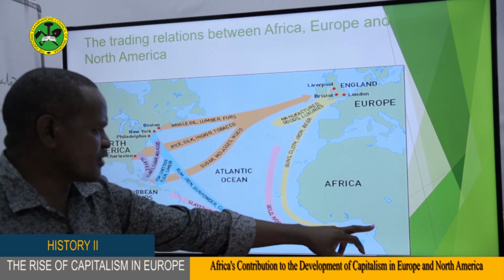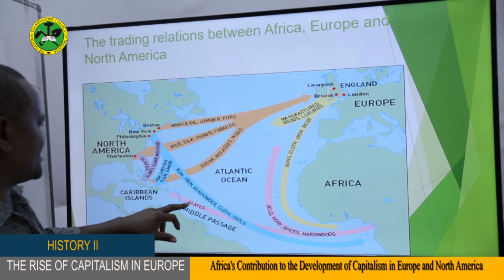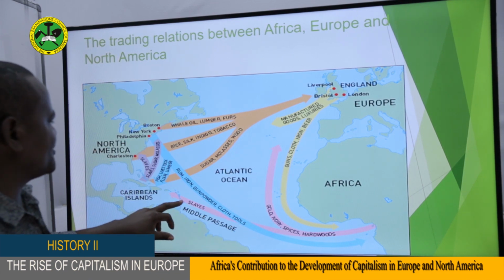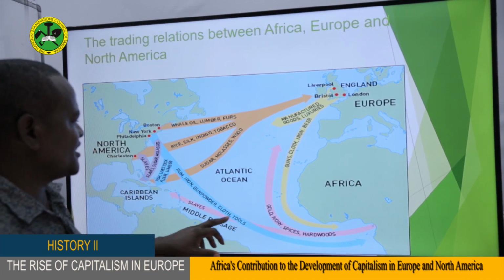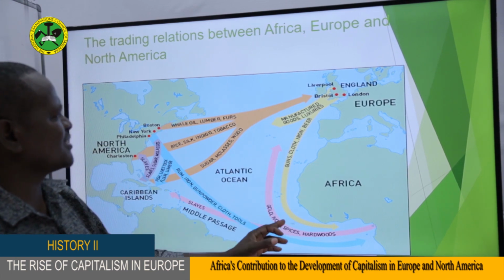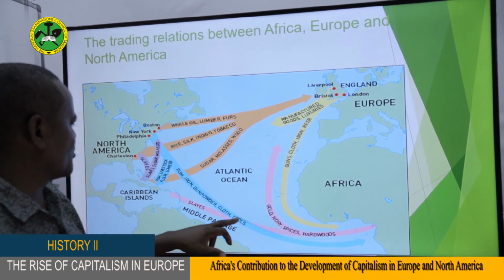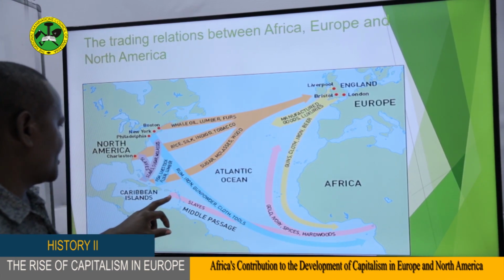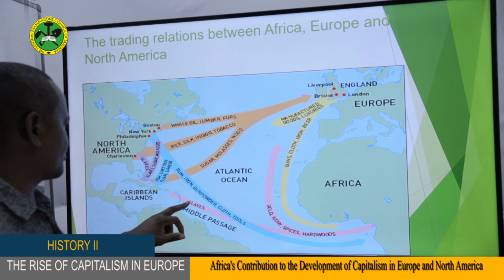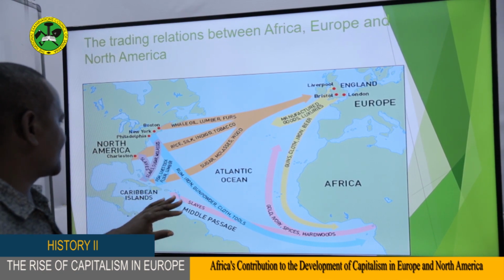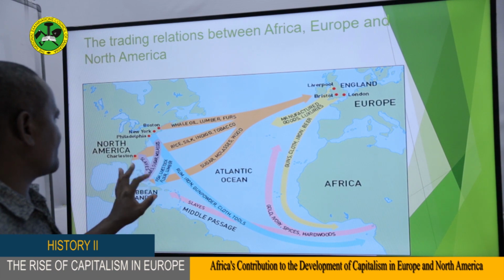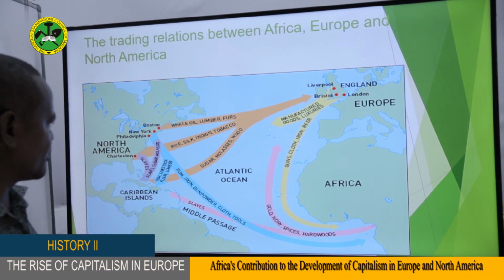Just look. And from Africa also to North America and West Indies, Africa was exporting slaves. As you can see, the slaves were not taken to Europe. They were going through what they called the middle passage. They could go to the Caribbean, later supplied to North America and West Indies.